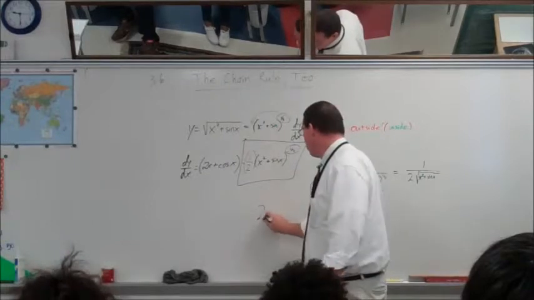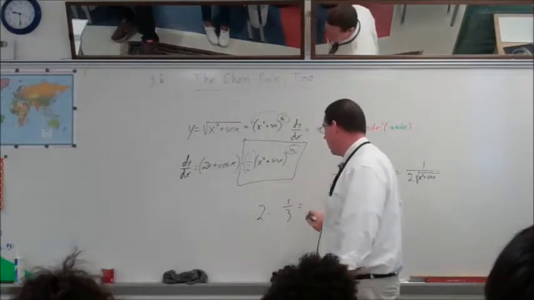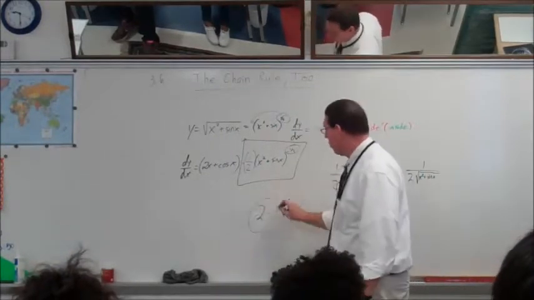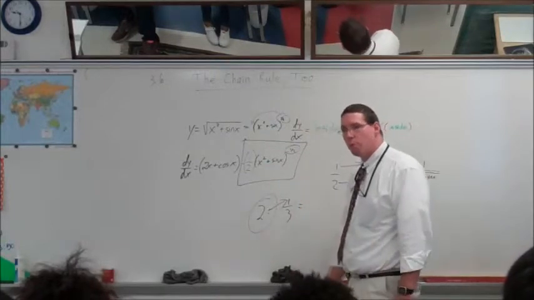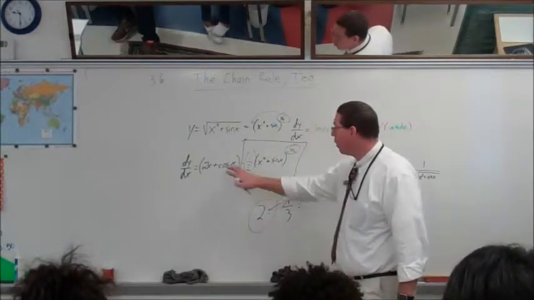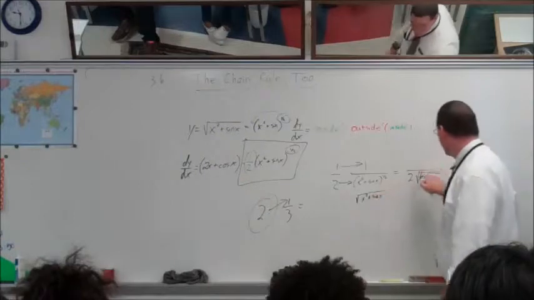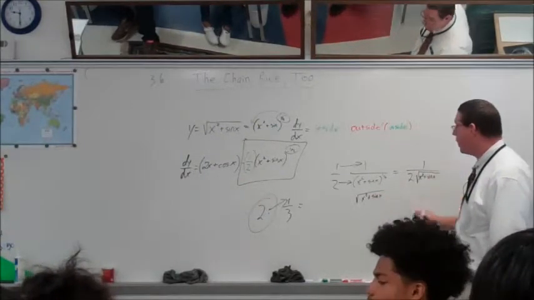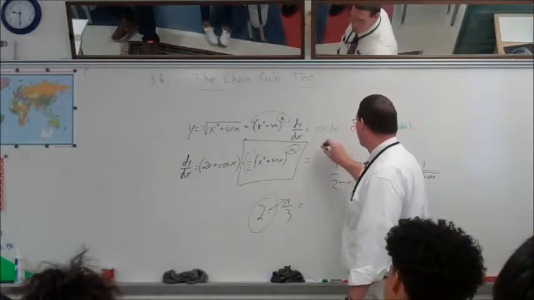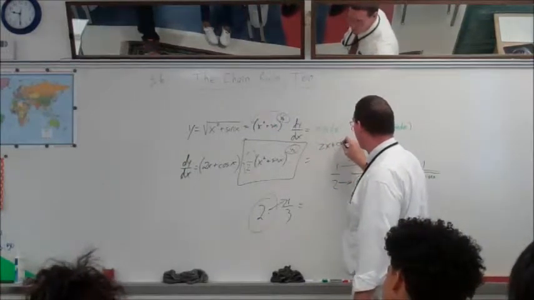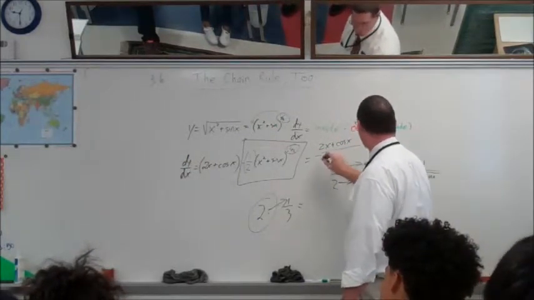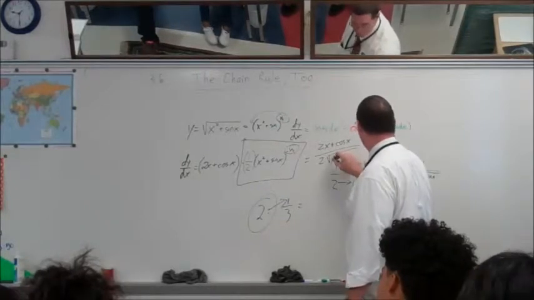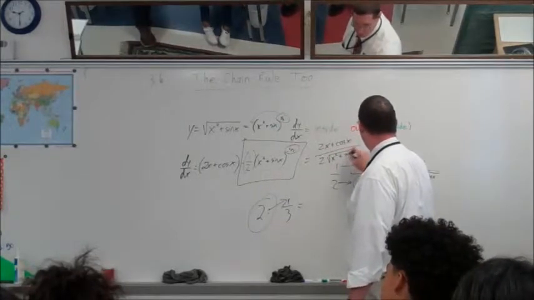What is 2 times 1/3? 2/3. We take the thing we're multiplying by and multiply it by the numerator. So if we're multiplying this times this, we can multiply it by the numerator, and it just becomes 2x plus cosine of x over 2 square root of x squared plus sine of x.